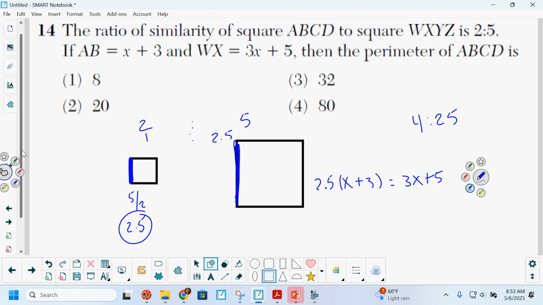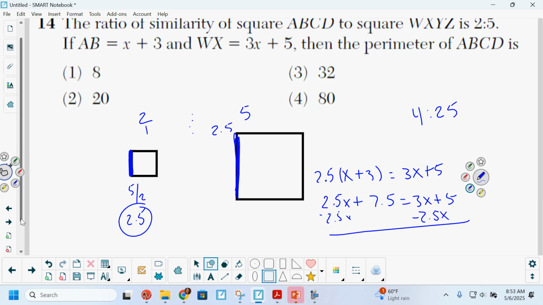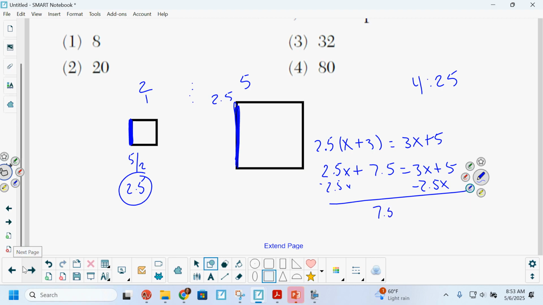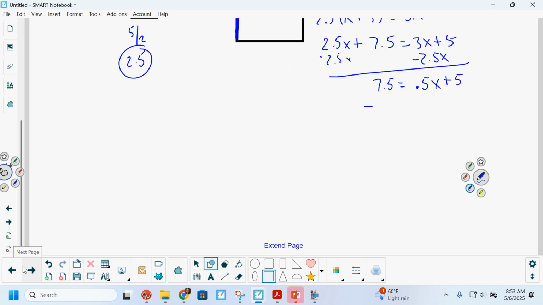So I'm going to distribute here, and I get 2.5x plus 7.5 equals 3x plus 5. I'm going to subtract the 2.5x. And I get 7.5 equals 0.5x plus 5. Subtract the 5. So 2.5 equals 0.5x. Divide by 0.5. And that gives me x is 5.